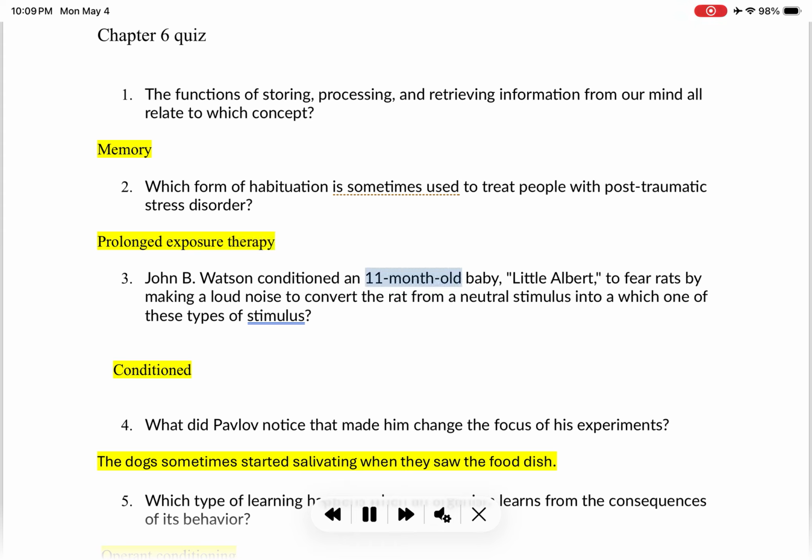John B. Watson conditioned an 11-month-old baby, little Albert, to fear rats by making a loud noise to convert the rat from a neutral stimulus into a which one of these types of stimulus? Conditioned. What did Pavlov notice that made him change the focus of his experiments? The dogs sometimes started salivating when they saw the food dish.